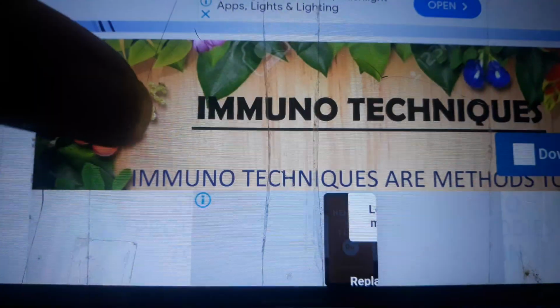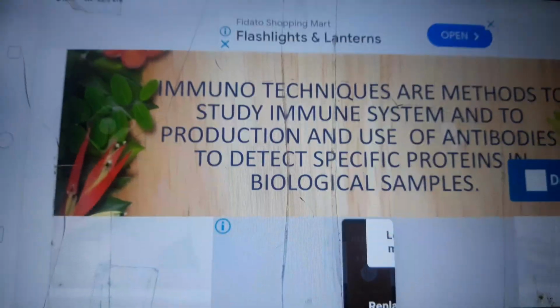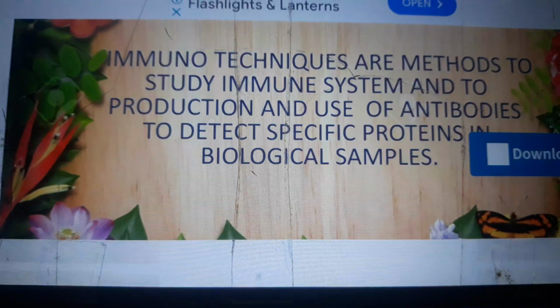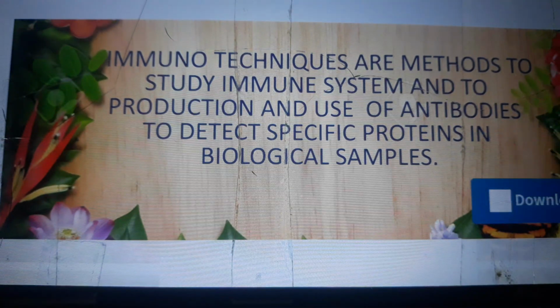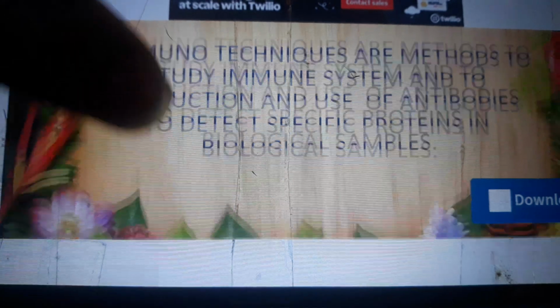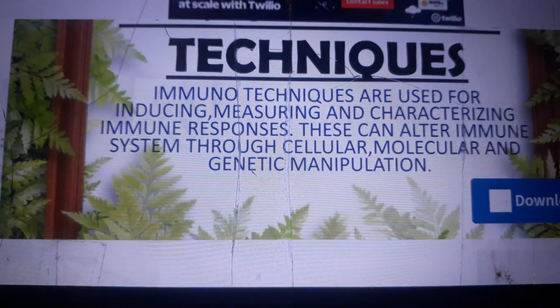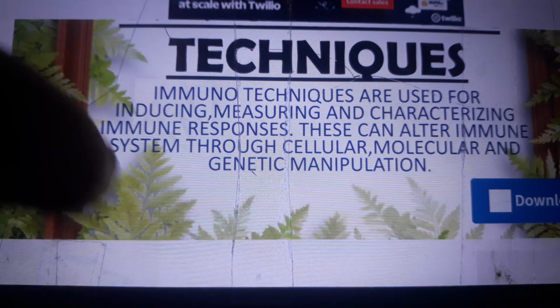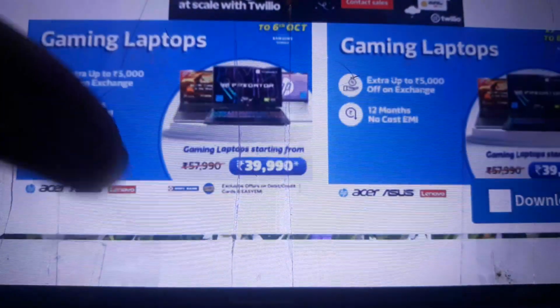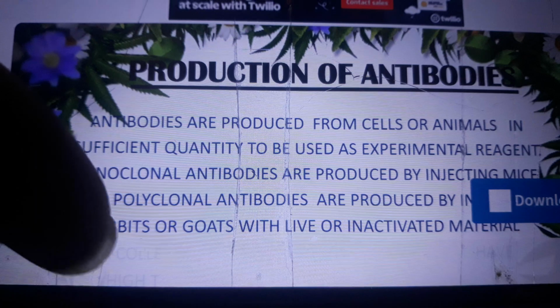immunotechniques. Immunotechniques are methods to study the immune system and the production and use of antibodies to detect specific proteins in biological samples. Uses of immunotechniques: they are used for inducing, measuring, and characterizing immune responses. These can alter immune systems through cellular, molecular, and genetic manipulation. And production of antibodies. Antibodies are produced from cells or animals in sufficient quantity to be used as experimental reagents.